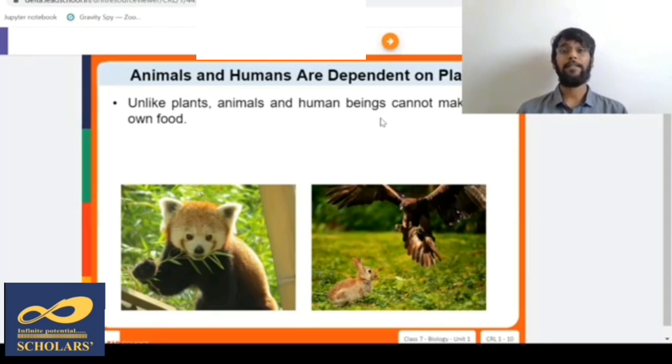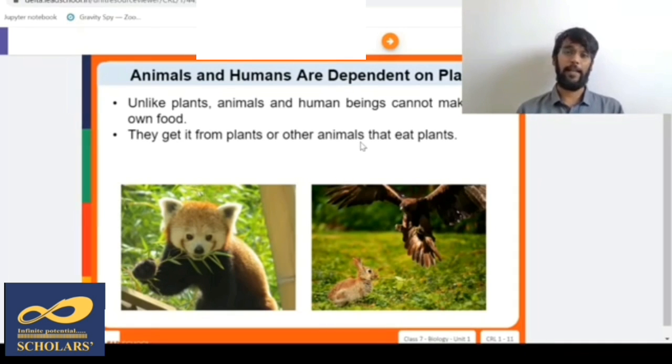But animals and human beings, these are dependent on plants for food. So unlike plants, animals and human beings cannot make their own food. You might say my mom makes our own food, but no. Cooking is not the same as making your own food. You cannot be independent of animals or plants for your food. All the vegetables come from plants, all the meat comes from animals, and there is no way you can be self-sufficient.